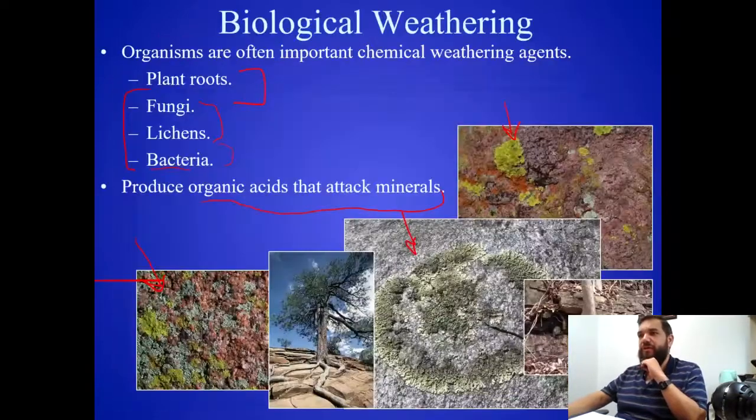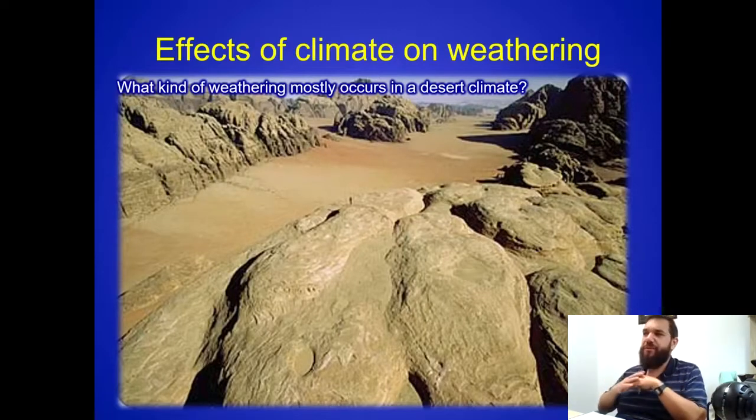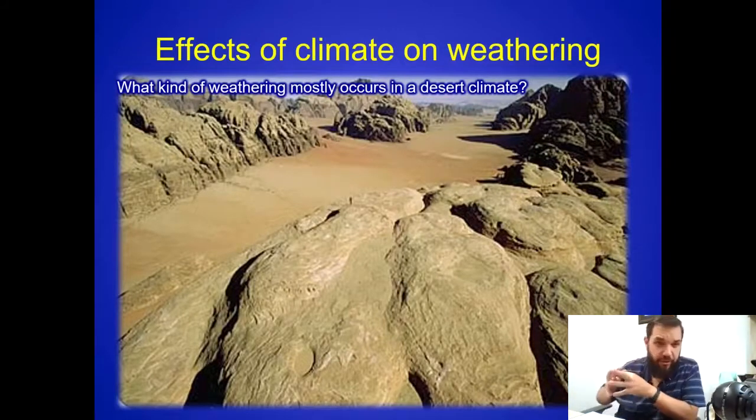Okay. So the effects of climate on weathering. What kind of weathering mostly occurs in desert climates, do you think? So, a place like this, Corpus Christi, where we're not a desert, but we're kind of arid. Let me say this. We kind of have a little bit of a rainy season here in Corpus Christi, so during a large chunk of the year, we might not have any rain at all.